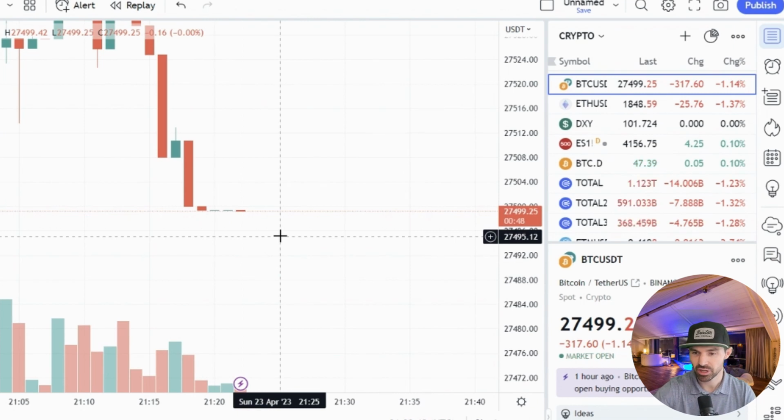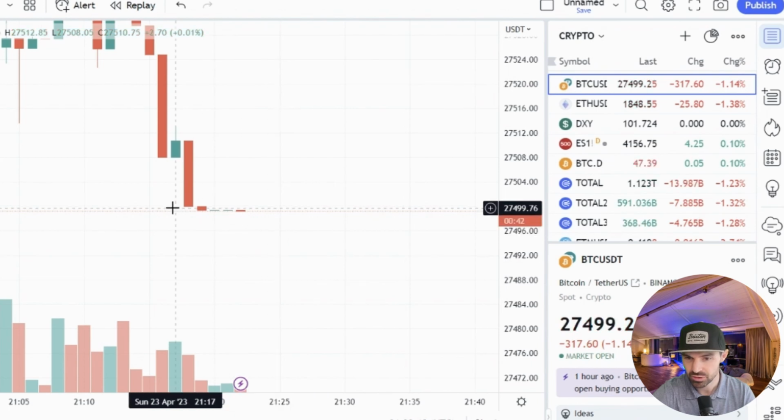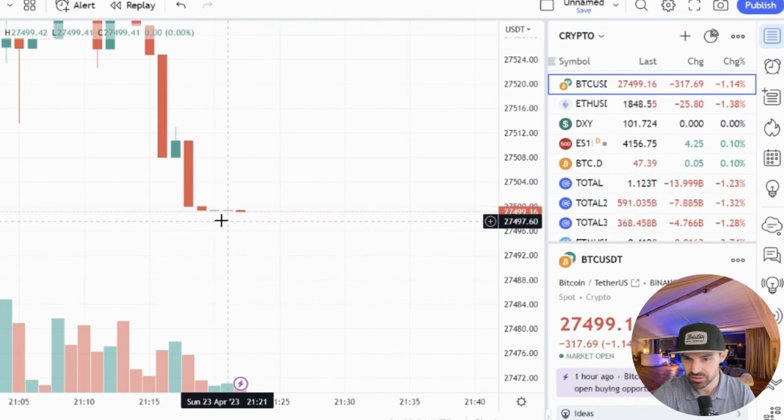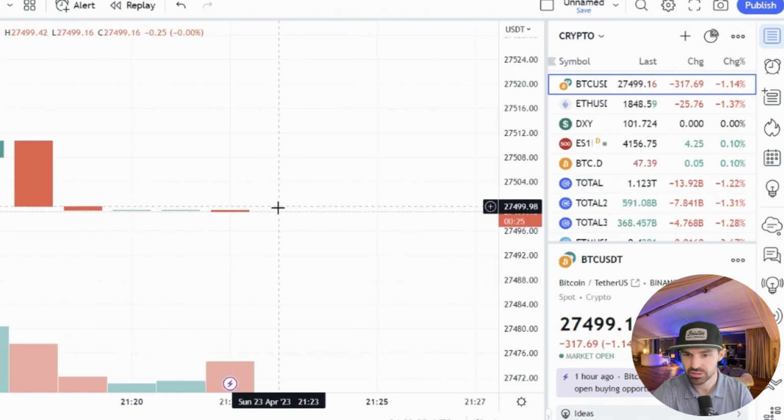Now, at time of recording, I'm recording on the weekend. Not a lot of people trade on the weekend, so there's not much liquidity. That's why you can see it's dead at the moment. You see this new candle just forming right here. Yeah, there's not much activity, not much price action.